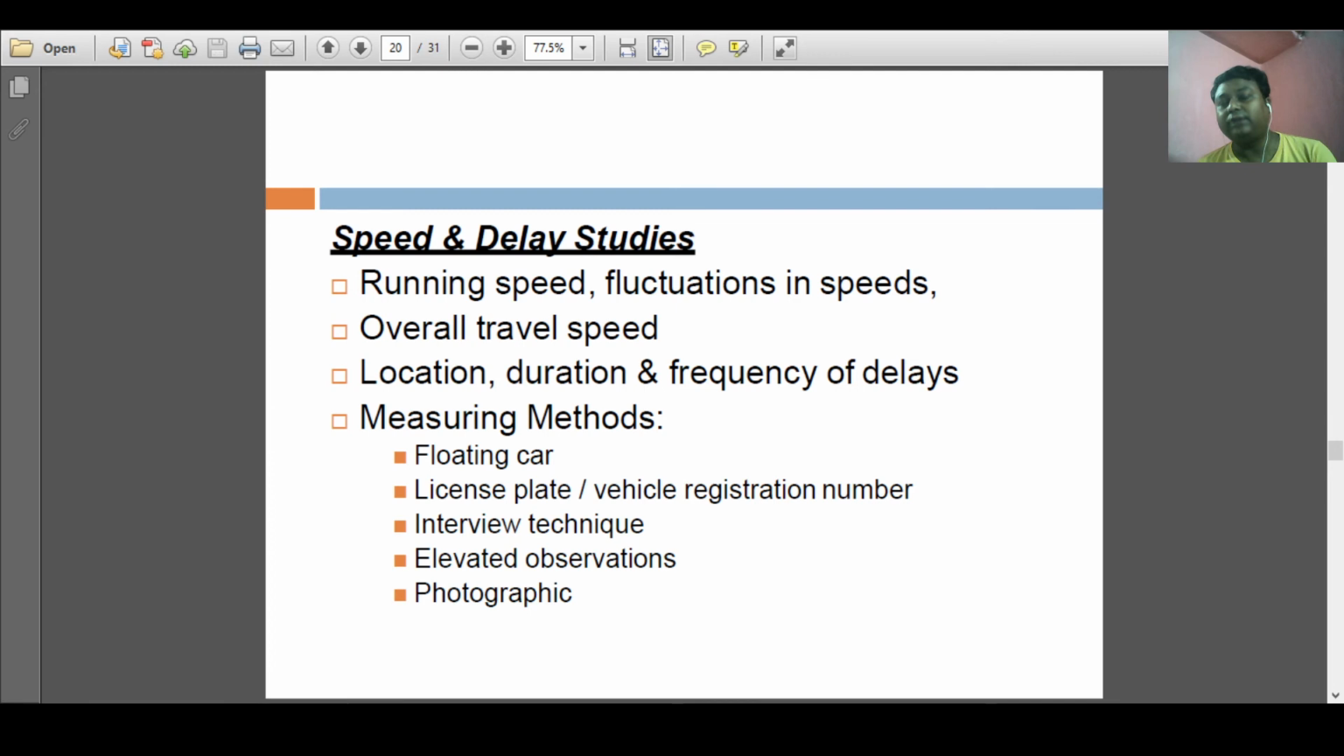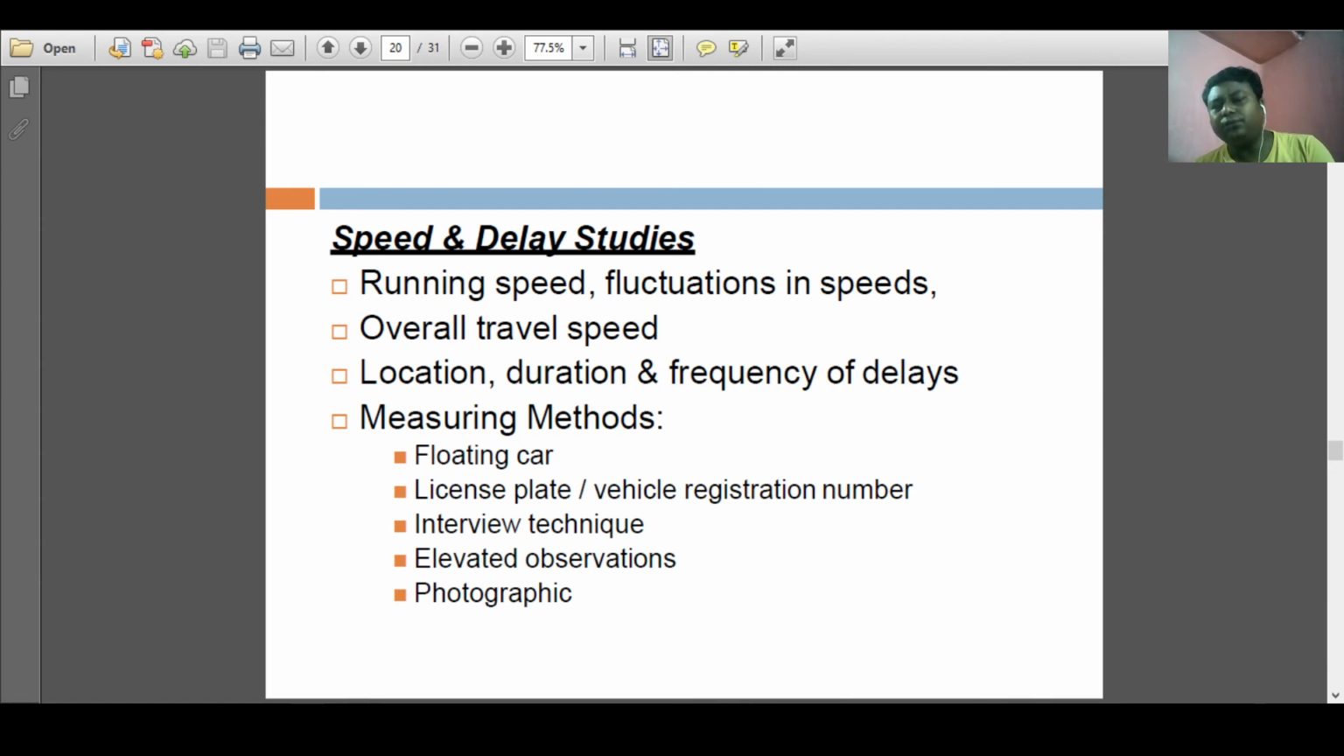Next is the license plate method. Based on the license plate number, we calculate the speed of that particular vehicle at that particular location. Next is the interview technique. There are very general interview techniques. Some basic questions are asked: where are you coming from, what is the average time taken to cover your origin and destination points.